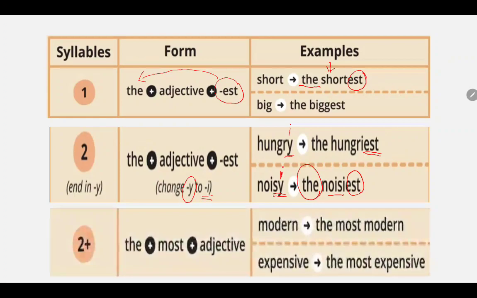And syllable two plus. The plus most plus adjective. Modern. So, you have to add the and most. But the adjective will remain the same. For another one, expensive. For syllable two and more, expensive. So we add the most expensive. Do you understand?